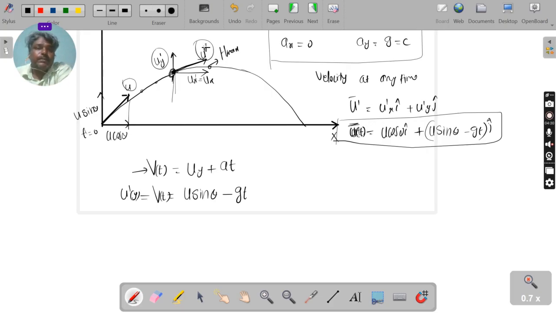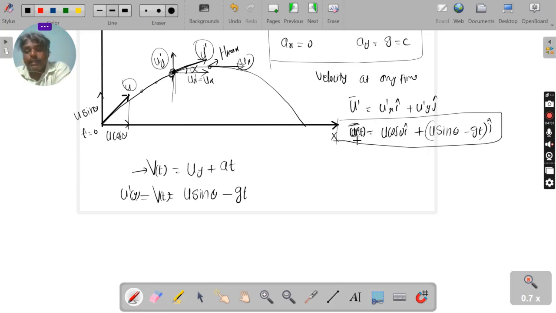Okay, and also here u dash makes angle alpha with the horizontal. This alpha is continuously decreasing. At the maximum height, alpha is going to be 0. This is ux, because at the maximum height, vertical component velocity is 0. Okay, next we are going to find out what is angle alpha.